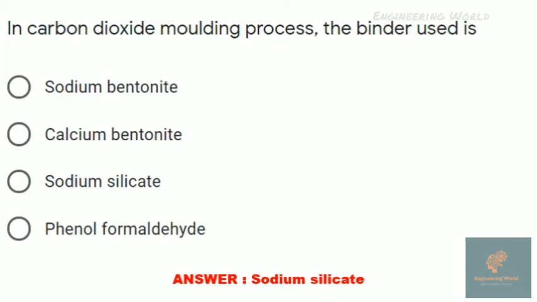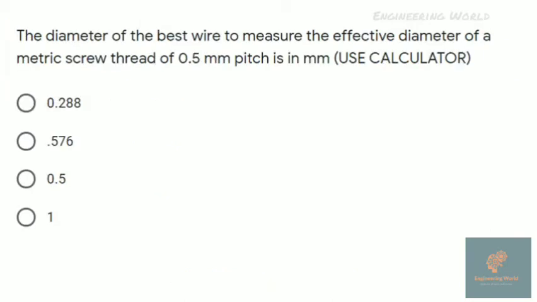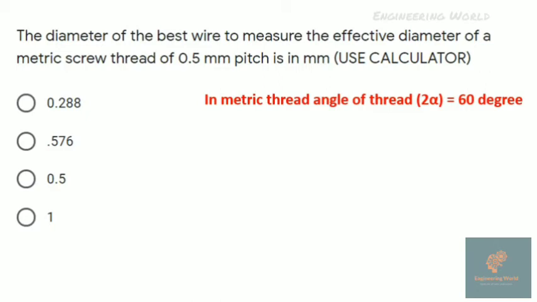Then the next question is, the diameter of best wire to measure the effective diameter of metric screw thread of 0.5 mm pitch is in mm. Here you have to use a calculator in the test. So in metric thread, the angle of thread is 2 alpha. I am referring to it as 2 alpha. In some textbooks it may be alpha or just theta only. So it is given as 60 degrees. As by formula, best wire size is equal to P by 2 into sec of alpha, where alpha is the semi thread angle.